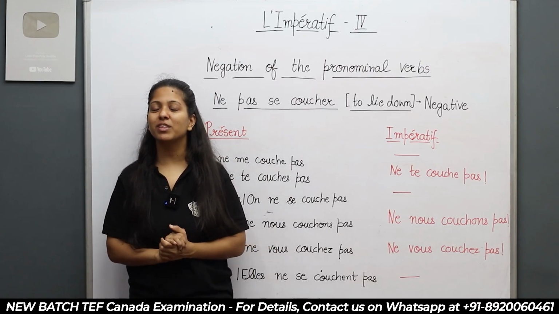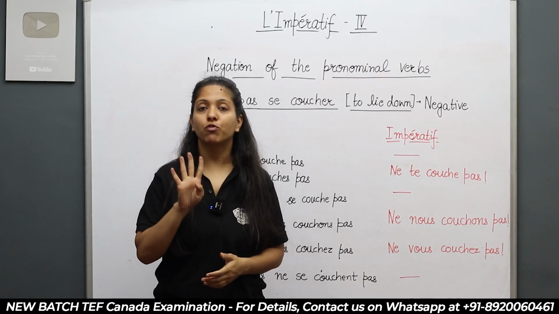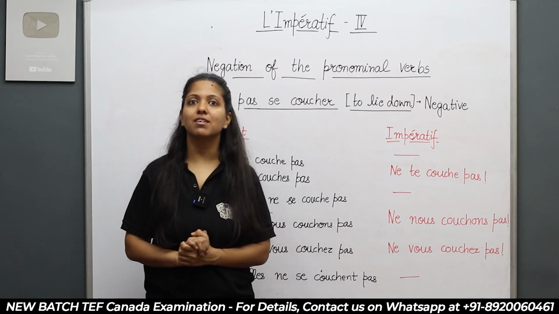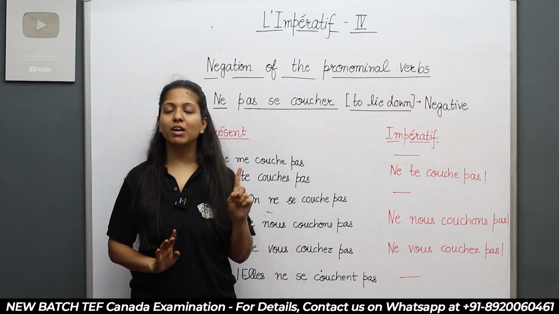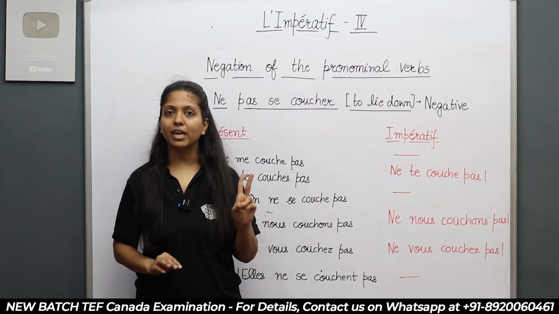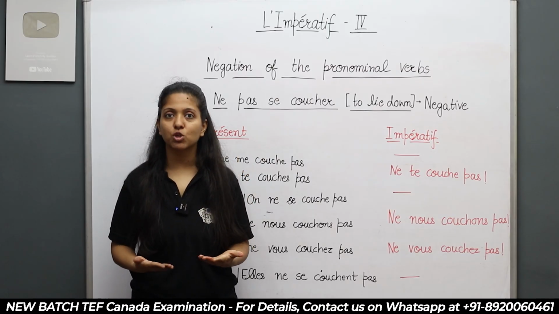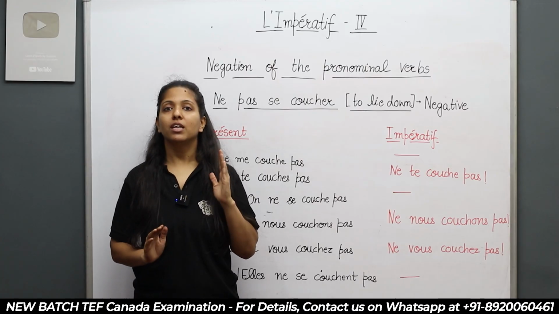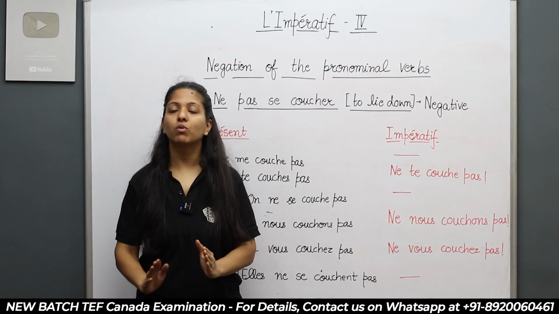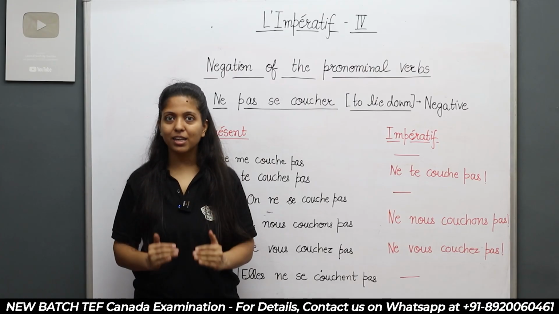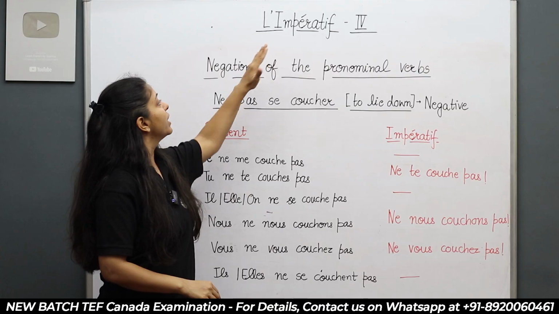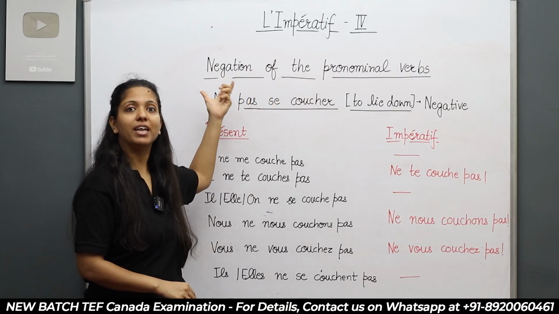And as I already told you, in this video, we are going to look upon the fourth and the final part of our series, imperative. I have divided this series into 4 parts. In the first part, we had looked upon how do you write the imperative of the normal verbs. In the second part, we looked upon some of the exceptions and the irregularities. In the third part, we looked upon how do you write the imperative of the pronominal verbs in the positive form. And in the fourth part, in today's video, we are going to look upon how do you write the imperative of the pronominal verbs in the negative form.